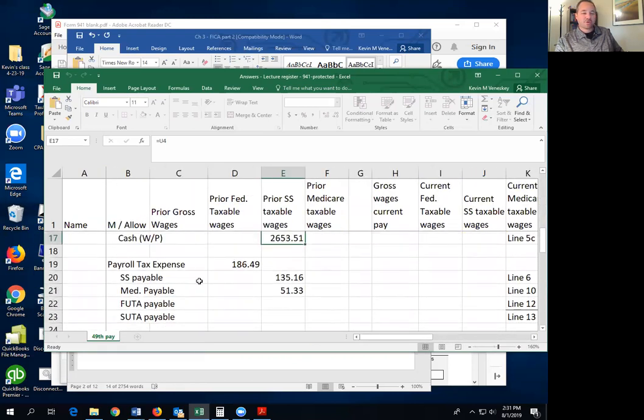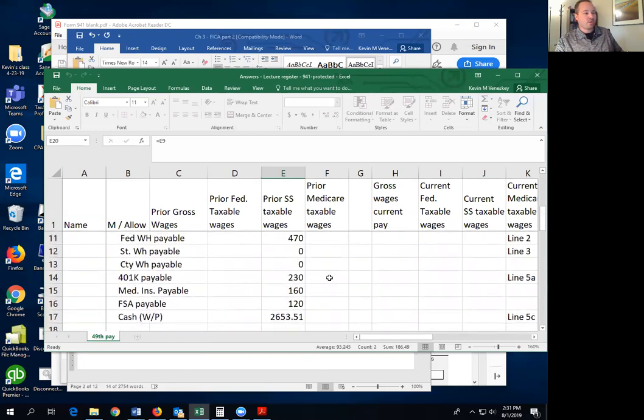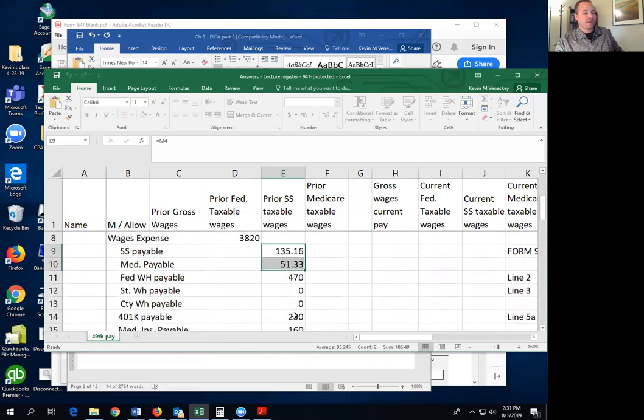And then the second journal entry showing the Social Security and Medicare, the FUTA and SUTA, we're going to get to those later. We'll get to those in week 6. But these are simply echoing what was up here, the 135 and 51.